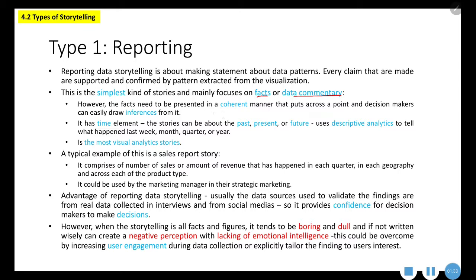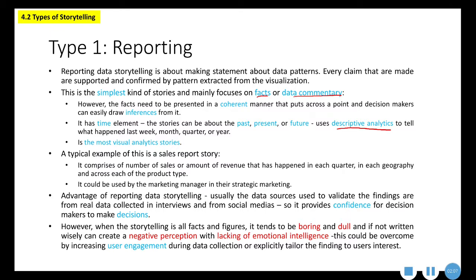Meaning that it has to be put in a coherent manner so that it makes sense for a decision maker to draw inferences from this kind of data storytelling. And then it normally has time elements. The stories can be about something in the past, in the present, or in the future. It uses descriptive analytics to tell what happened, for example, last week, last month, the quarter year, or next year.